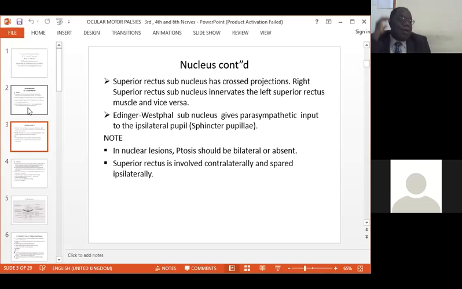Because the fibers are crossing over, the fibers from the left side are supplying the superior rectus on the right side. It means the superior rectus on the same side, where the actual fibers are coming from, is spared, because these fibers are supplying contralaterally.